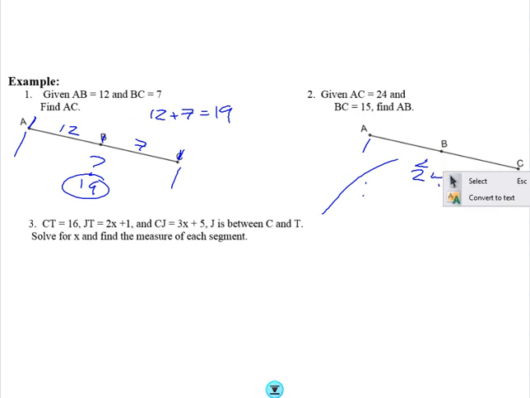Speaking of pencil problem, I'm having a pencil problem right now. Why isn't this working? Sorry.